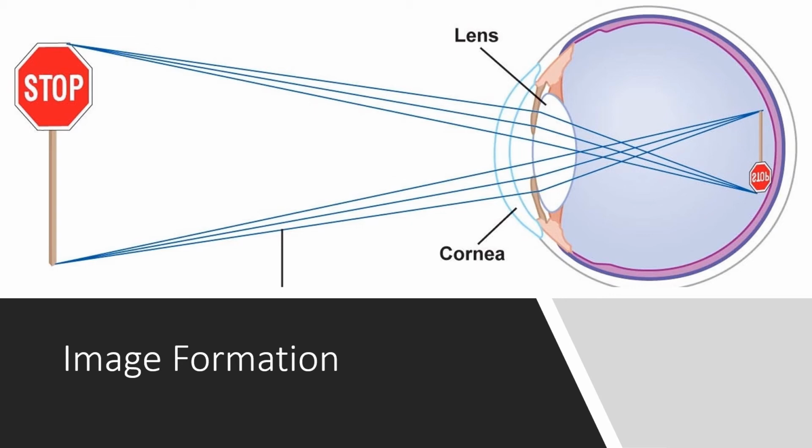Real images, again, they come from where they seem to be coming from. And so images formed by the eye, they are real images. You know, when I'm looking at my TV, the TV is exactly where it seems to be, right?